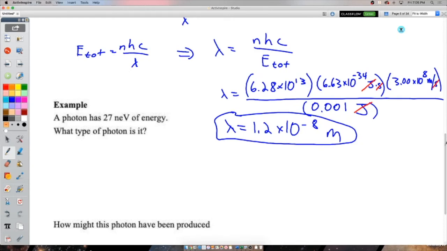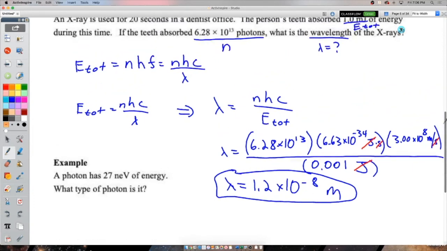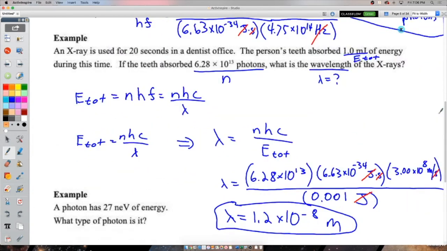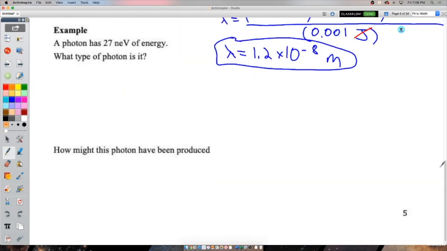So feeling pretty good about that answer there. Again, interpret your answers. Think about what it's saying physically. Never just blindly write down a number. That is the wavelength of every photon if the total amount of energy absorbed when you absorb that many photons is 1 millijoule.